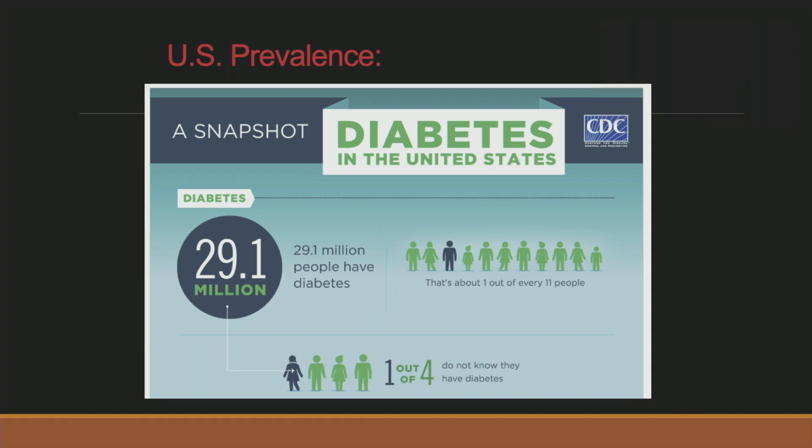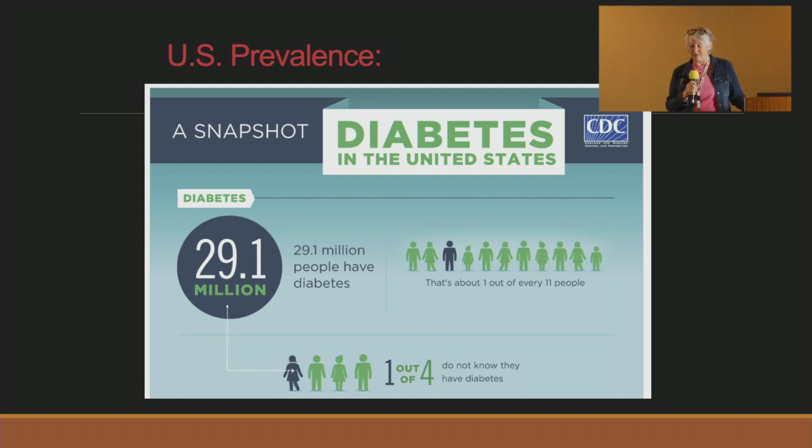So if we look at the United States, here's a snapshot. We know in the United States there are about 30 million people who are living with diabetes. So that's about 1 out of every 11 people have a diagnosis of diabetes. And one of the problems is diabetes, as you well know, is a very sneaky disease. And I tell my patients this all the time.